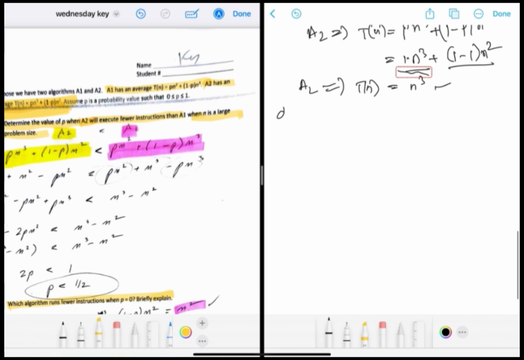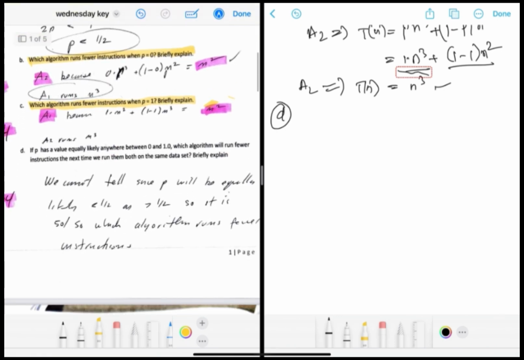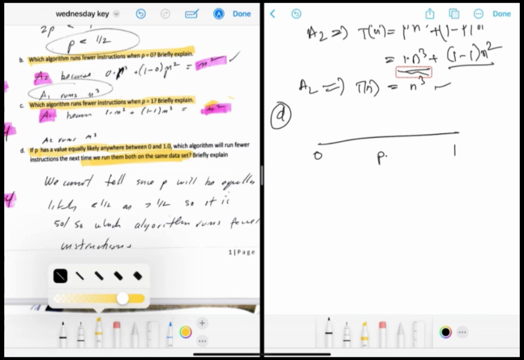And for the next question: if P is equally likely anywhere between 0 and 1, which algorithm runs fewer instructions the next time we run both of them on the same data? They are running on the same data, so it doesn't matter what the data will be, because both A1 and A2 will be running on the same data. Here the P value is between 0 and 1, and it is said to be equally likely anywhere between 0 and 1.